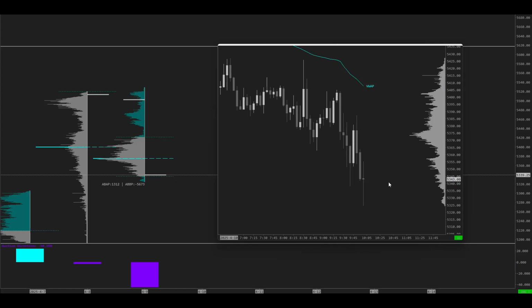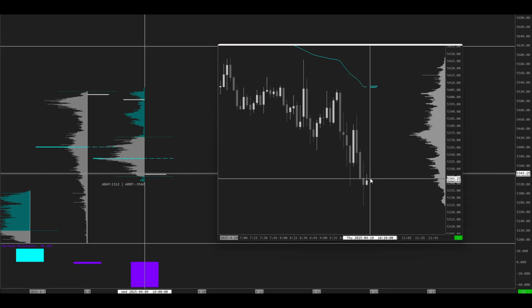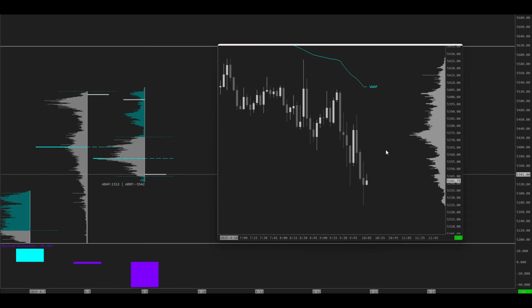I was hoping for it to flush a little stronger than that. I don't want it to turn into a really long video, but let's see if they sell it back down after this bounce. It's about a 20-ish point bounce.